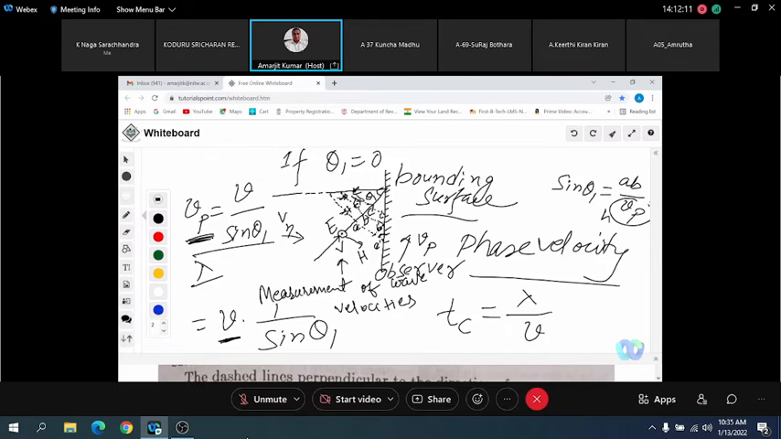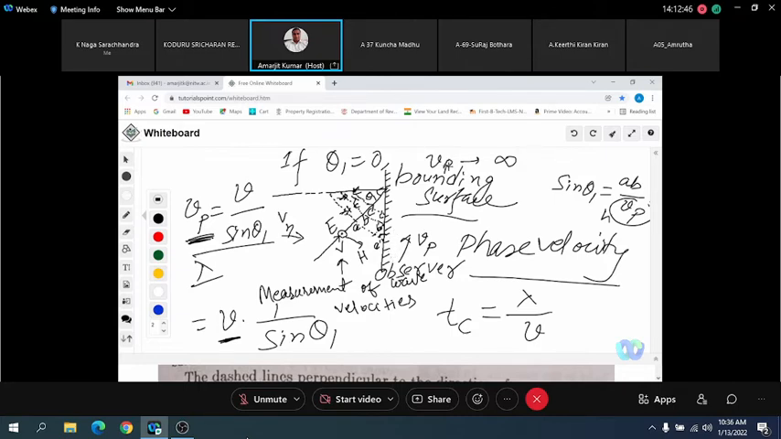If this angle is 0, what does that mean? That means the actual velocity is normal to this bounding surface. So in that case, what will be the phase velocity if theta 1 is equal to 0? Infinite. It will be infinite. So the idea is, if the actual velocity is normal to the bounding surface, the parallel velocity will be infinite.